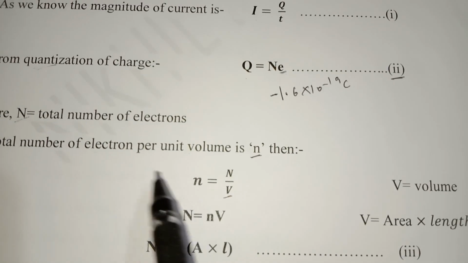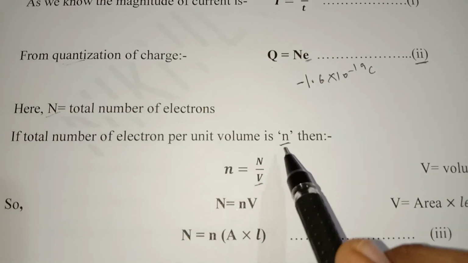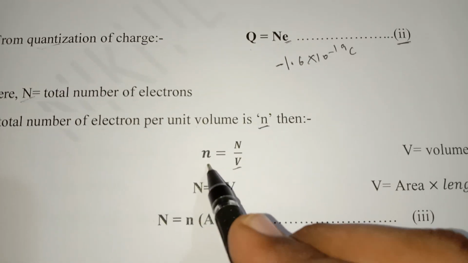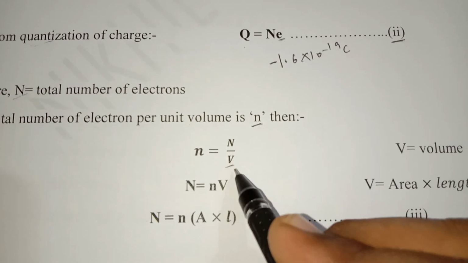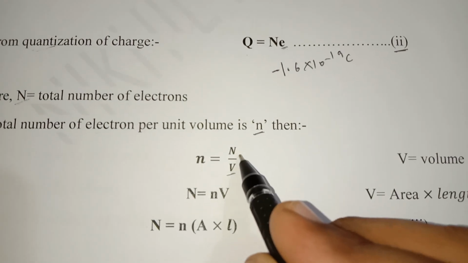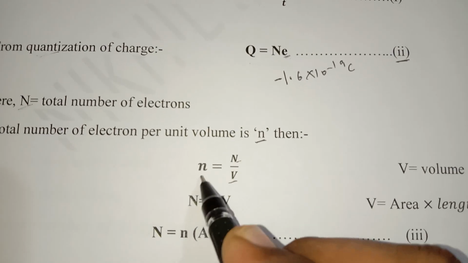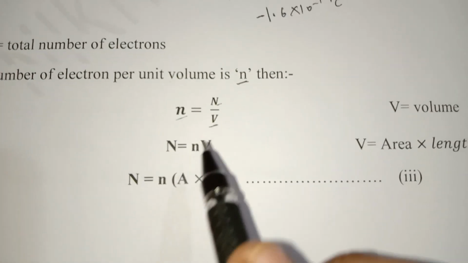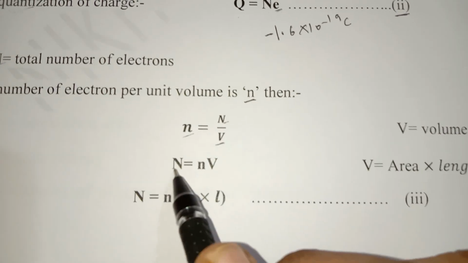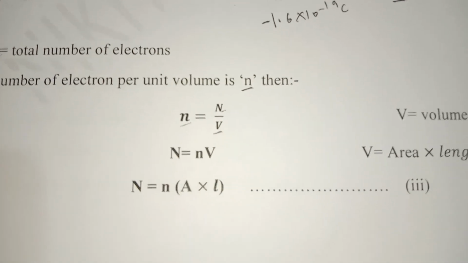So the total number of electrons per unit volume is written as small n equals capital N divided by V, and here capital N is the total number of electrons and V is the volume. So the total number of electrons per unit volume is denoted by small n. So it can be written as capital N equals nV by cross multiplication.